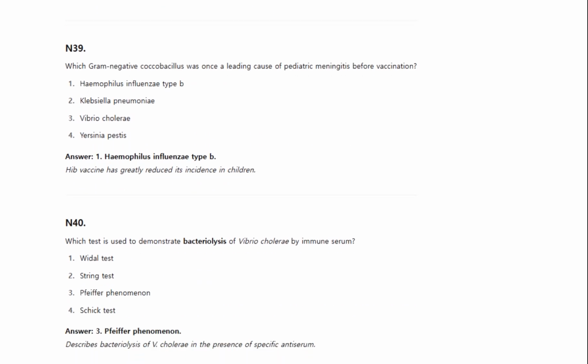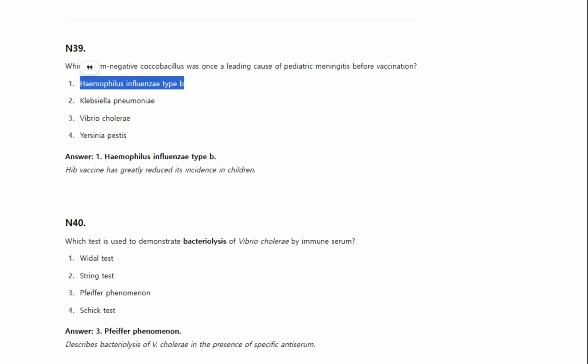N39. Which gram-negative coccobacillus was once a leading cause of pediatric meningitis before vaccination? 1. Haemophilus influenzae type B. 2. Klebsiella pneumoniae. 3. Vibrio cholerae. 4. Yersinia pestis. Answer 1. Haemophilus influenzae type B. Hib vaccine has greatly reduced its incidence in children.